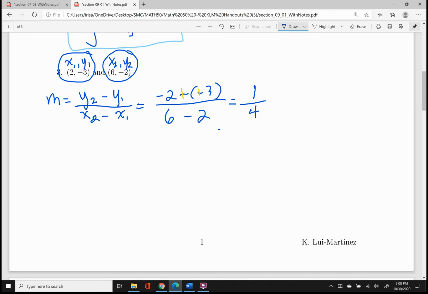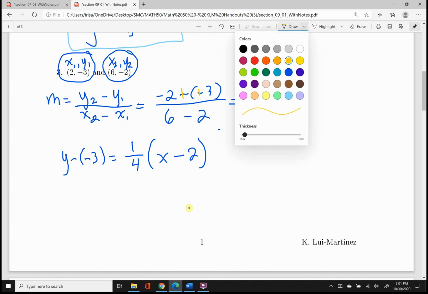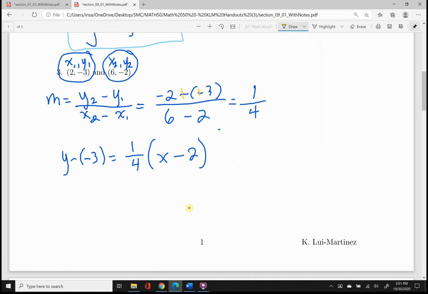Cool. Now choose one of your ordered pairs. Maybe choose the first one, x1, y1, because the numbers are slightly smaller, and use that point slope formula. So that'll be y minus y1, which is -3, equals the slope, which we just calculated as 1/4, times x minus x1, which is 2. Okay, so it's going to be a little bit funky because we're going to distribute through this 1/4, and I'm going to do it in orange actually this time. It's going to leave a constant term that's a fraction.